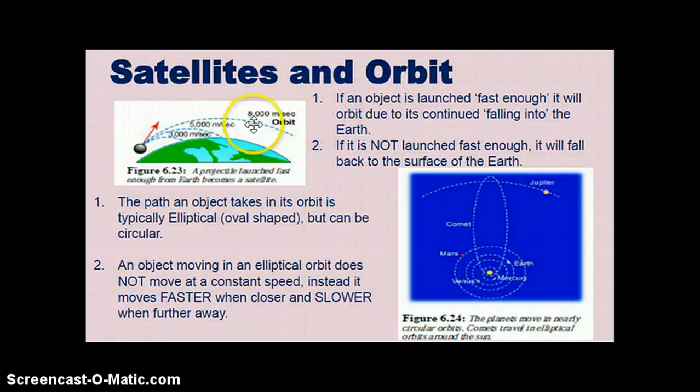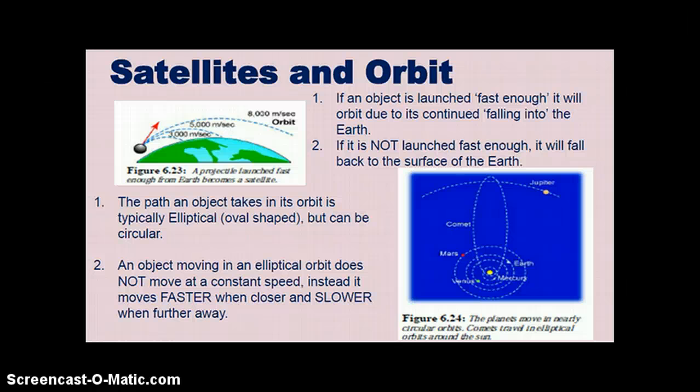So check this out. If I look at this picture right here, if an object is launched fast enough, it will orbit due to its continued falling around the Earth. If it's not launched fast enough, it will fall back to the surface of Earth. So these are projectiles. If it's launched at the correct velocity, technically the escape velocity of Earth, 8,000 meters per second, it'll just continue orbiting the Earth. Before we completely tie this up, we're starting to get into the math, and the math is the key part here.